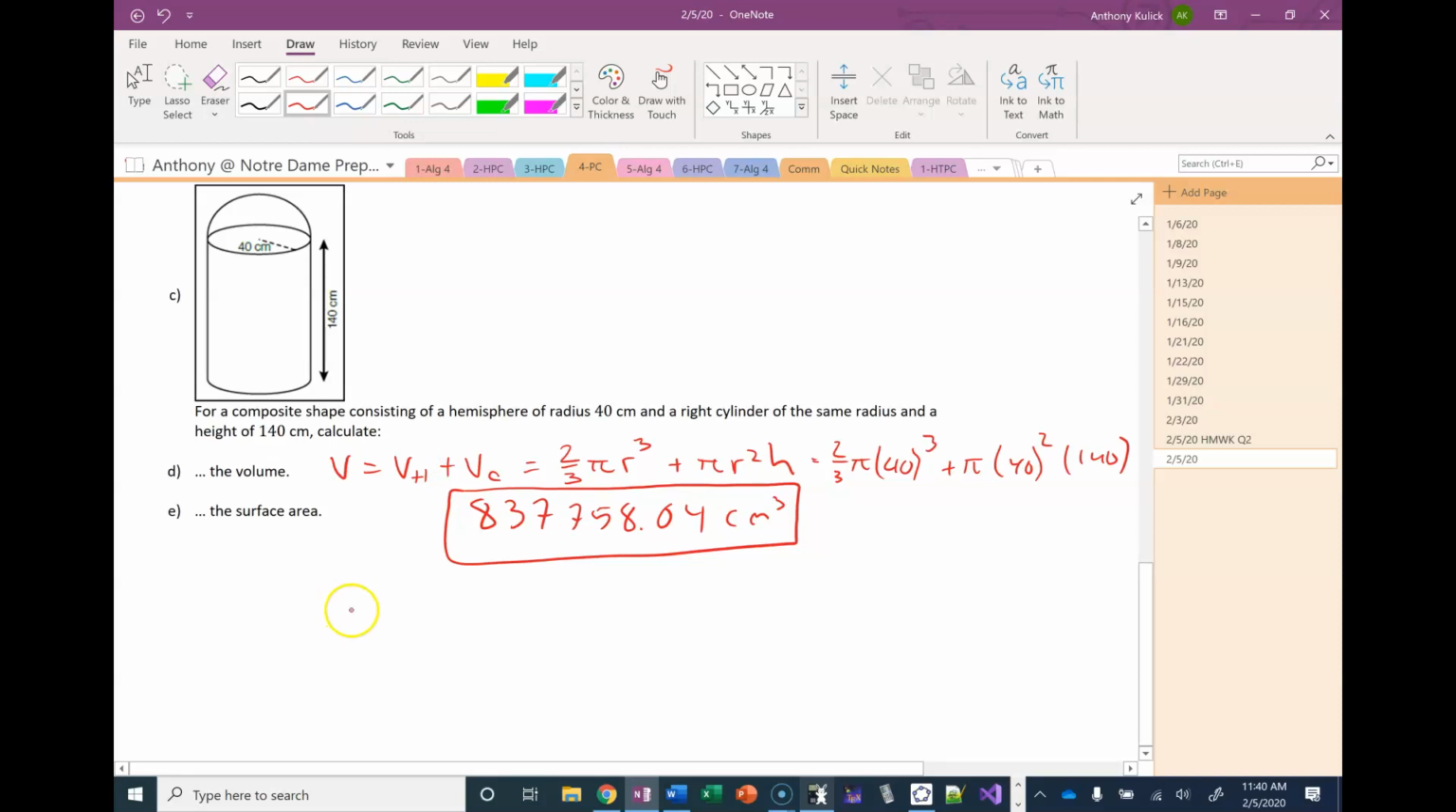Okay. So my surface area, you might think, is going to be the surface area for the cylinder plus the surface area for the hemisphere. But that's not quite right. The reason being that when we place that hemisphere on top of the cylinder, one of the bases for the cylinder is covered by the hemisphere. So I'm also going to subtract off one of the bases for the cylinder.